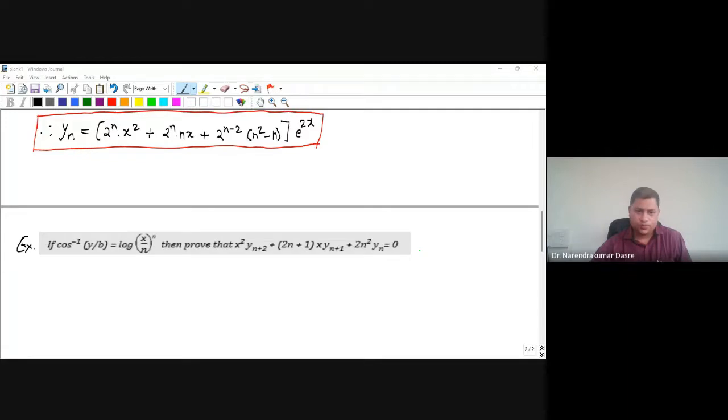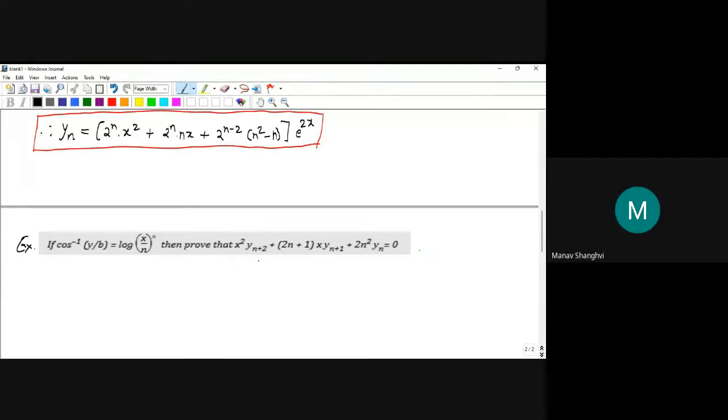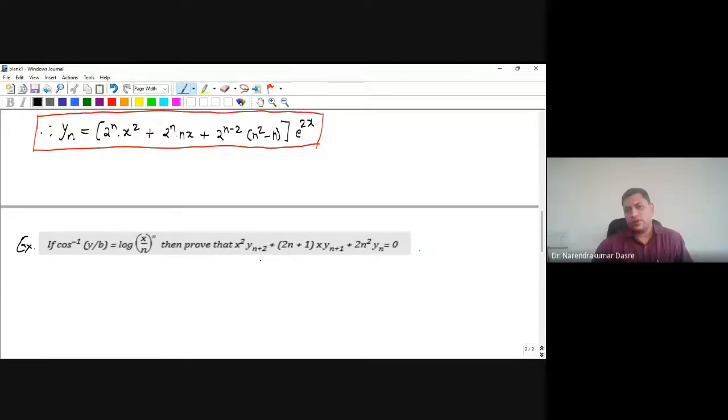Now, what I said, if we want to find out y_{n+r}, what do we have to do? First find the rth derivative, and then find the nth derivative of the rth derivative, because we know the formula for the nth derivative. So here, in this case, we first have to find the second derivative. What is y2? Once I am able to get y2, I am able to find y_{n+2}.